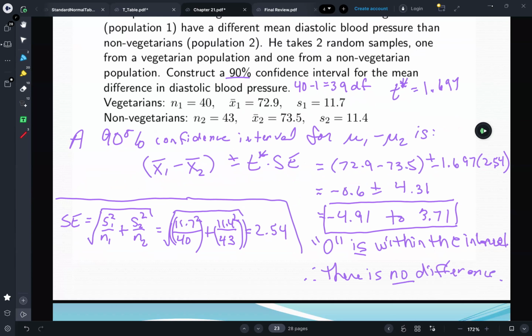0's in there. The 0 means you take two numbers and you take the difference and it's 0. That means there's no difference. So here, there's no difference between the vegetarians and non-vegetarians in terms of the diastolic blood pressure for these data, right?